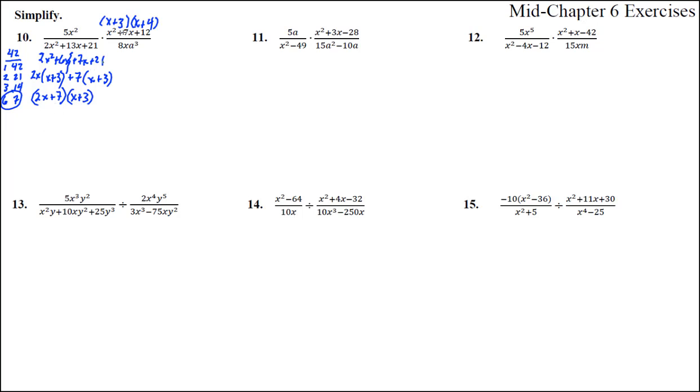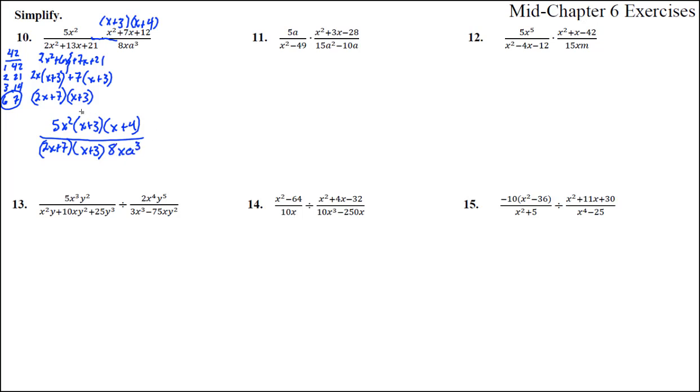So writing it all out, multiplication just means we can times the top and the bottom. So we end up with 5x squared times x plus 3 times x plus 4 all over 2x plus 7 times x plus 3 times 8 times x times a to the third power.